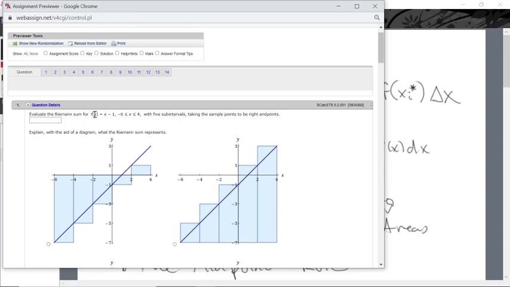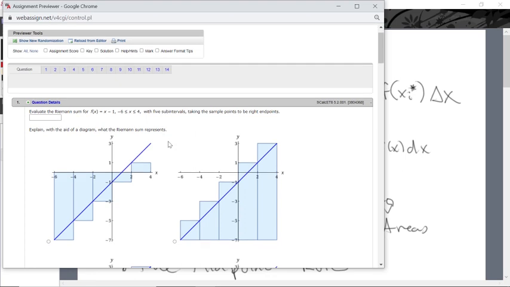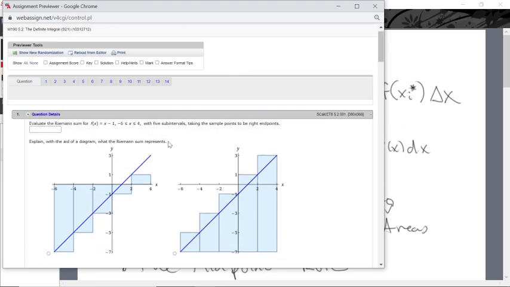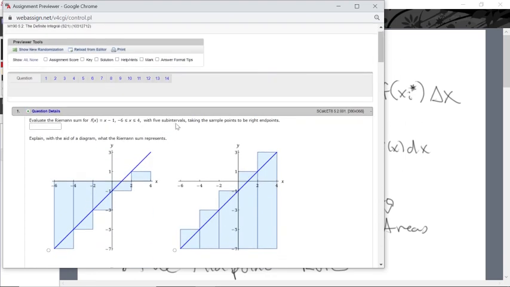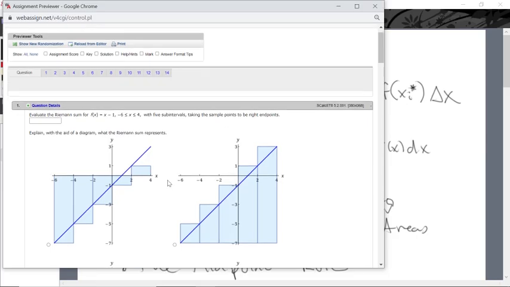And that is, we should be graphing f of x over the interval from -6 to 4. So pick which one is that, okay? Which one is that, and which one also represents where the individual rectangles would be, if we're choosing right endpoints.